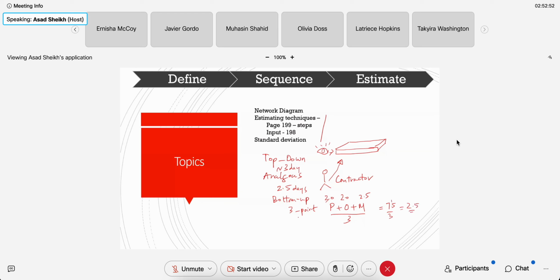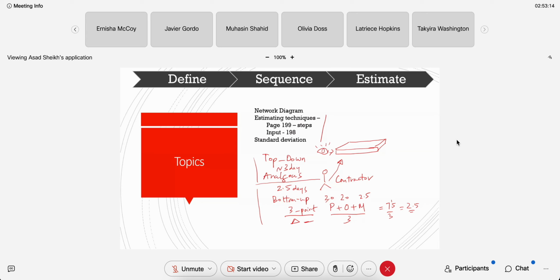So the 3-point estimate says 2.5. Here is a rough method, and this is a more accurate method: the 3-point, or triangular distribution method. Okay, so keep that in mind.